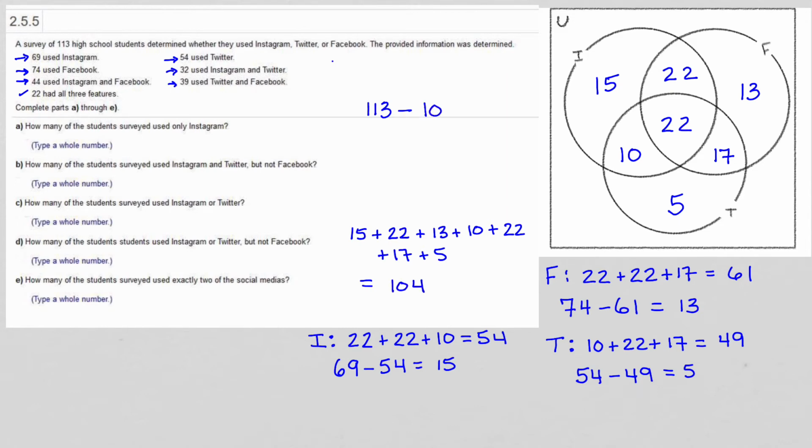So I'm going to subtract that 104 from the 113, and that means that there are 9 people who are not using any of those 3. And now I've got my whole Venn diagram filled in, and I'm ready to start answering the questions. So we haven't actually started any of the questions yet, but we're all set up for that. Okay, so I'm going to erase what I've written so far except for that Venn diagram, and then we'll go through the questions that we have listed here.